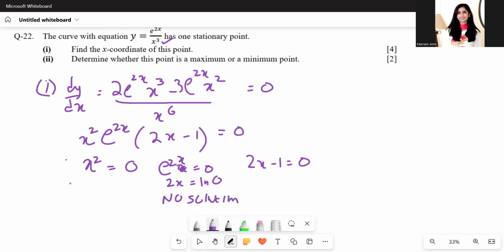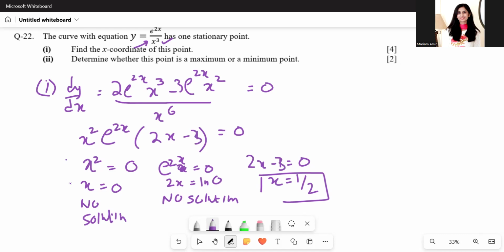This one gives us x equals a half, and this one gives us x equals 0. Obviously, x cannot be equal to 0 because that will make the equation of the curve undefined. We cannot have a 0 in the denominator, so you write no solution or undefined for this as well. So x is equal to a half is our only correct answer. I'm so sorry, this was 3, and this is 3, and this is 3. So x equals 3 by 2.